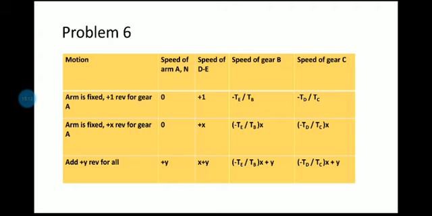Then come to the second row, the same thing. Arm is fixed. Instead of 1 revolution, give X revolution to gear D, not A. Okay, so 0 plus X, so multiply with X. Finally, plus Y revolution to all, add Y to all speeds. So here arm will be Y, speed of D or E will be X plus Y, speed of B will be Y minus X into TE by TB, and speed of C similarly. Simple. Now go to the analysis part.